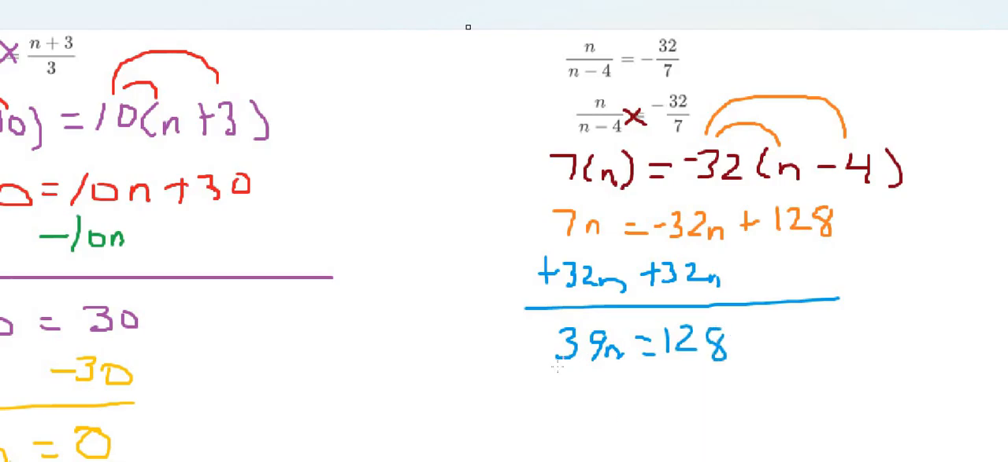And this says 39 times n. The opposite or inverse is division. This time I'm going to write it with the division sign there. Pretty cool. And that's going to give us n is going to equal 128 over 39, and I don't think that can be simplified any.